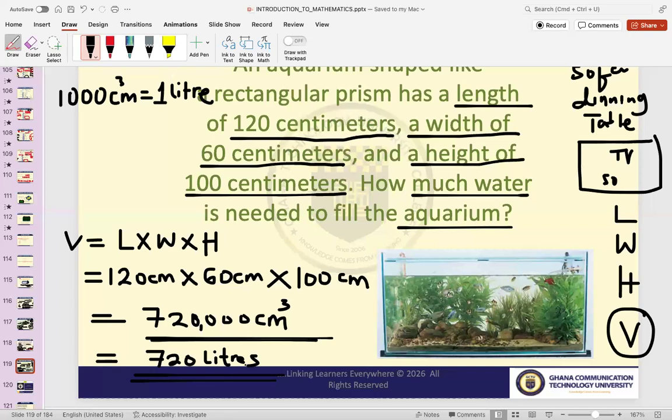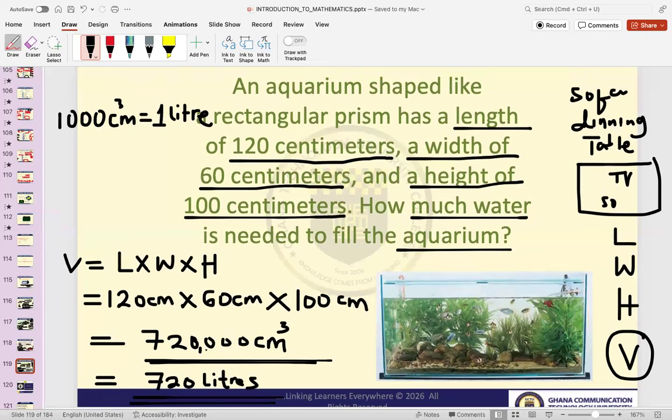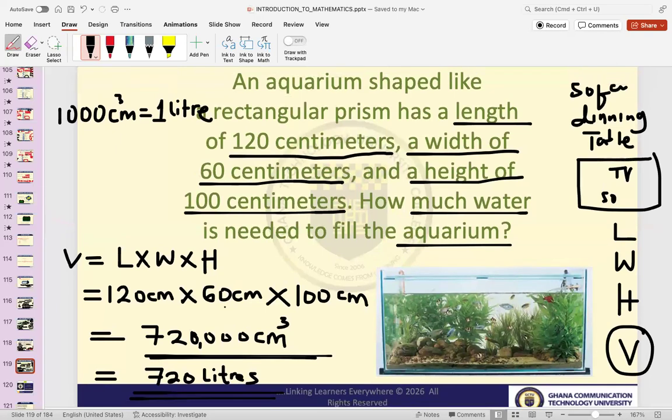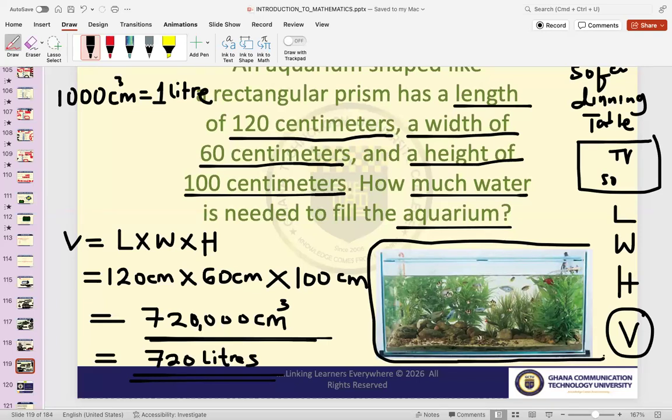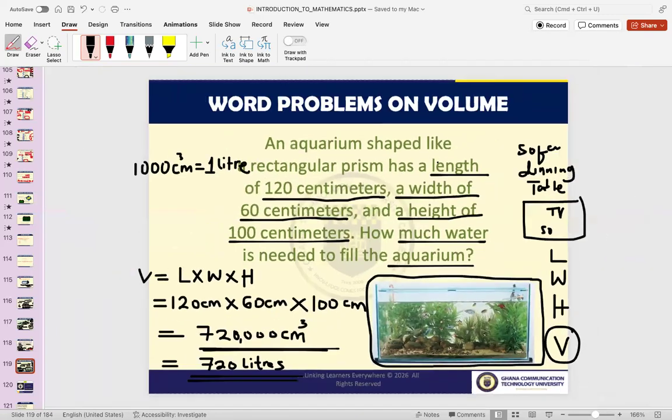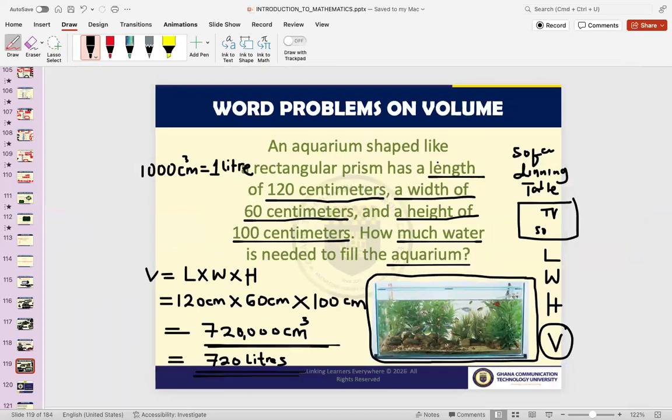And so if we want to design an aquarium to hold 720 liters of water, all we do is tell the computer simulation to show us the height, the length, and the width before we manufacture the aquarium. Because we need the length, we need the breadth, we need the height to be able to manufacture the aquarium. And that is the last example I wanted to bring to your attention today.